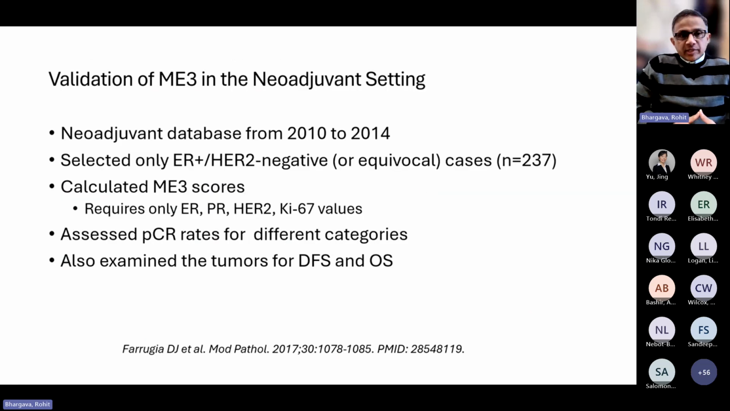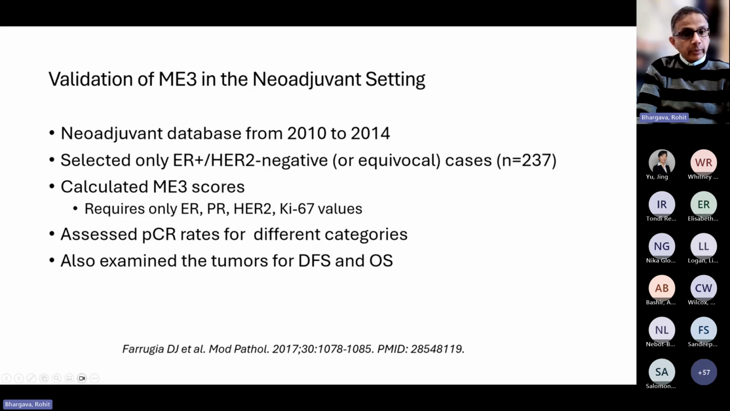So this is a study we published a few years ago using the neoadjuvant database at our institution, looking at ER positive HER2 negative cases and calculated the Magee equation 3 score, because ME3 does not require the tumor size or the tumor grade. And as you know, in the neoadjuvant setting, when you have a core biopsy, you may not have the pathologic tumor size. The only thing available is clinical tumor size, which may not be highly accurate. And the grading sometimes can be variable on a small core biopsy specimen.